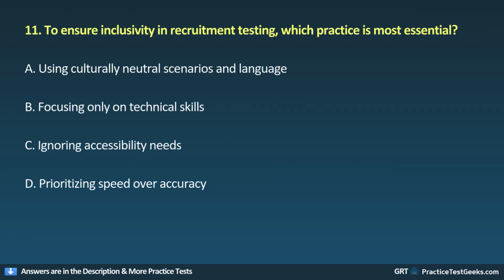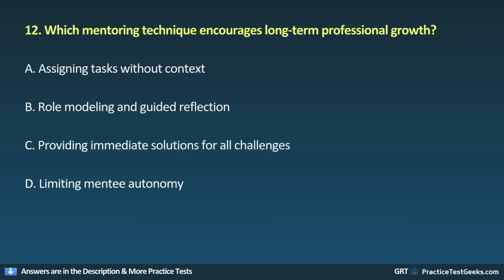To ensure inclusivity in recruitment testing, which practice is most essential? A. Using culturally neutral scenarios and language. B. Focusing only on technical skills. C. Ignoring accessibility needs. D. Prioritizing speed over accuracy. 12.